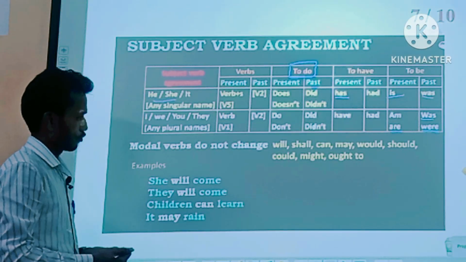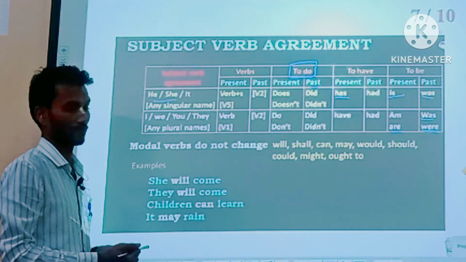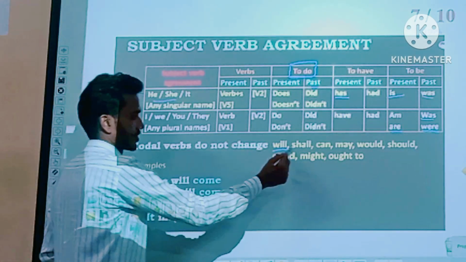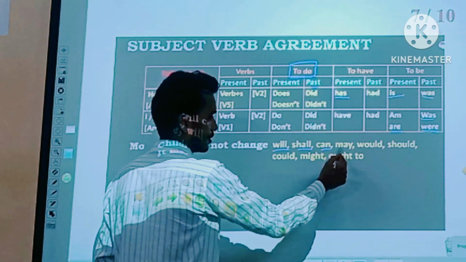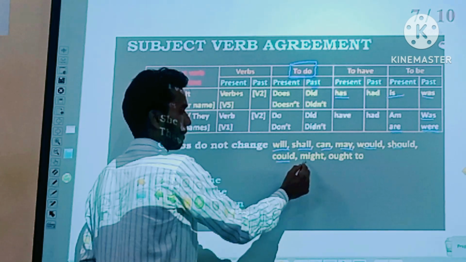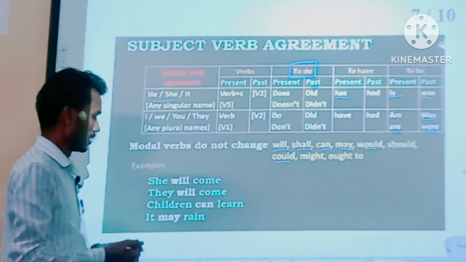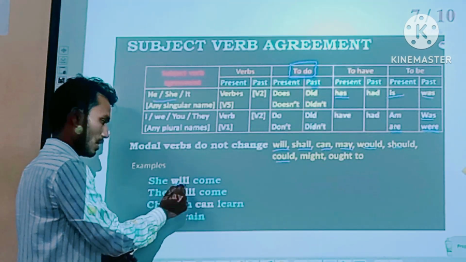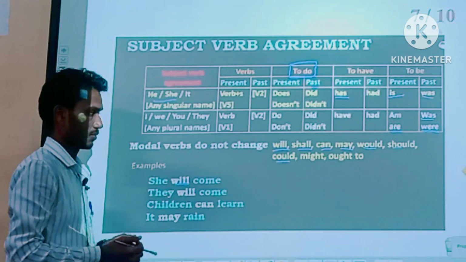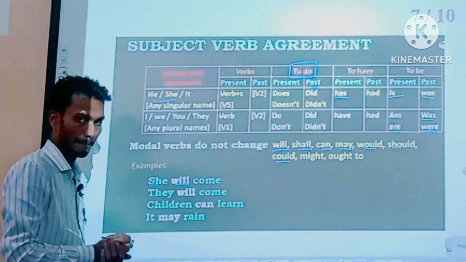So here is one more thing we must know when we study subject verb agreement. Will, shall, can, could, may, might, should, would, right? These are all modal auxiliary verbs, right? Modal auxiliary verbs are very important, right? So, she will come, right?